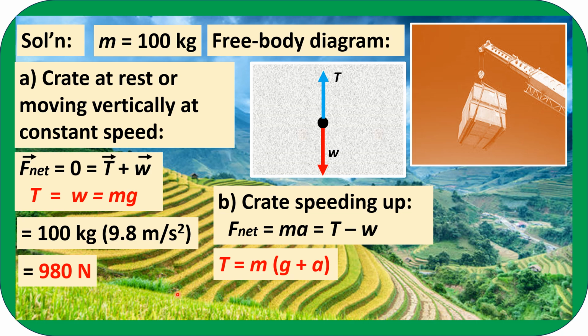And for the second case, where the crate is speeding upward or accelerating positively upward, our working equation that we derived earlier for determining the tension force capital T is just equal to the mass multiplied by the acceleration due to gravity plus the acceleration, small letter a, of the crate. This time, aside from assuming that the mass of the crate is 100 kilograms, we also assume that the acceleration, small letter a, of the crate is positive 2.0 meters per second squared. This is the case when the crate is speeding upward.